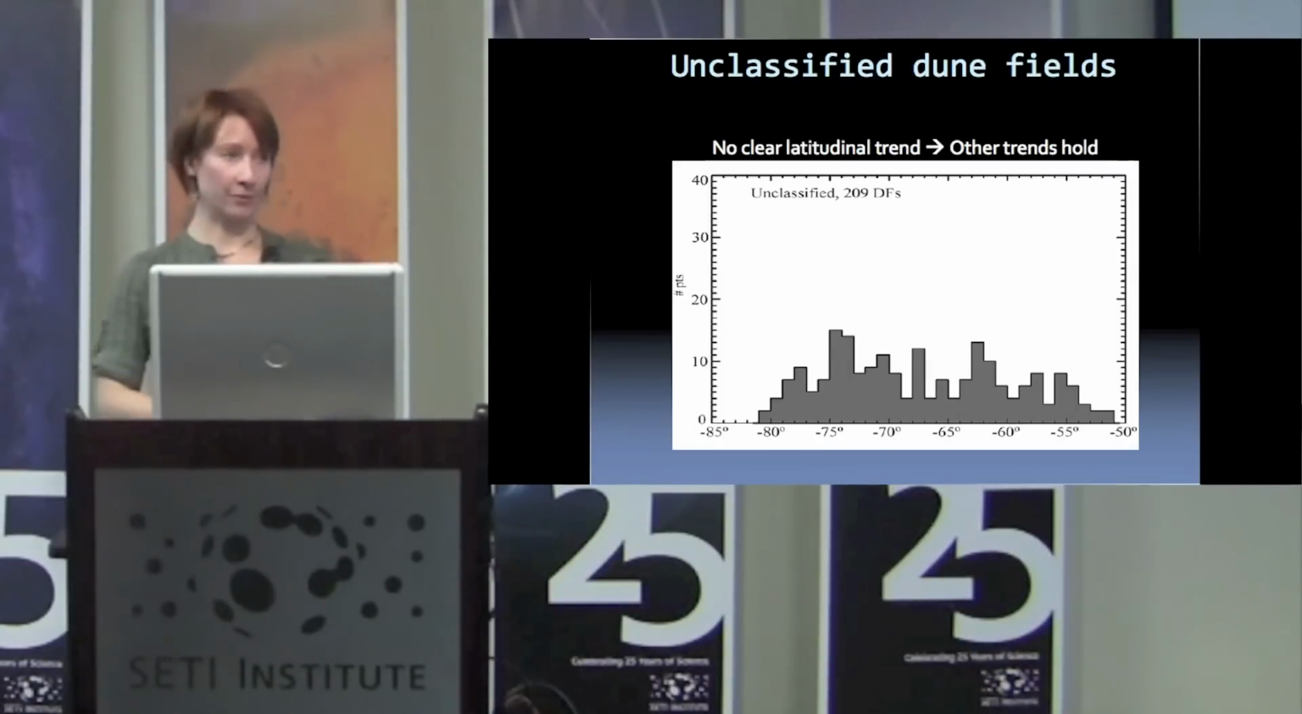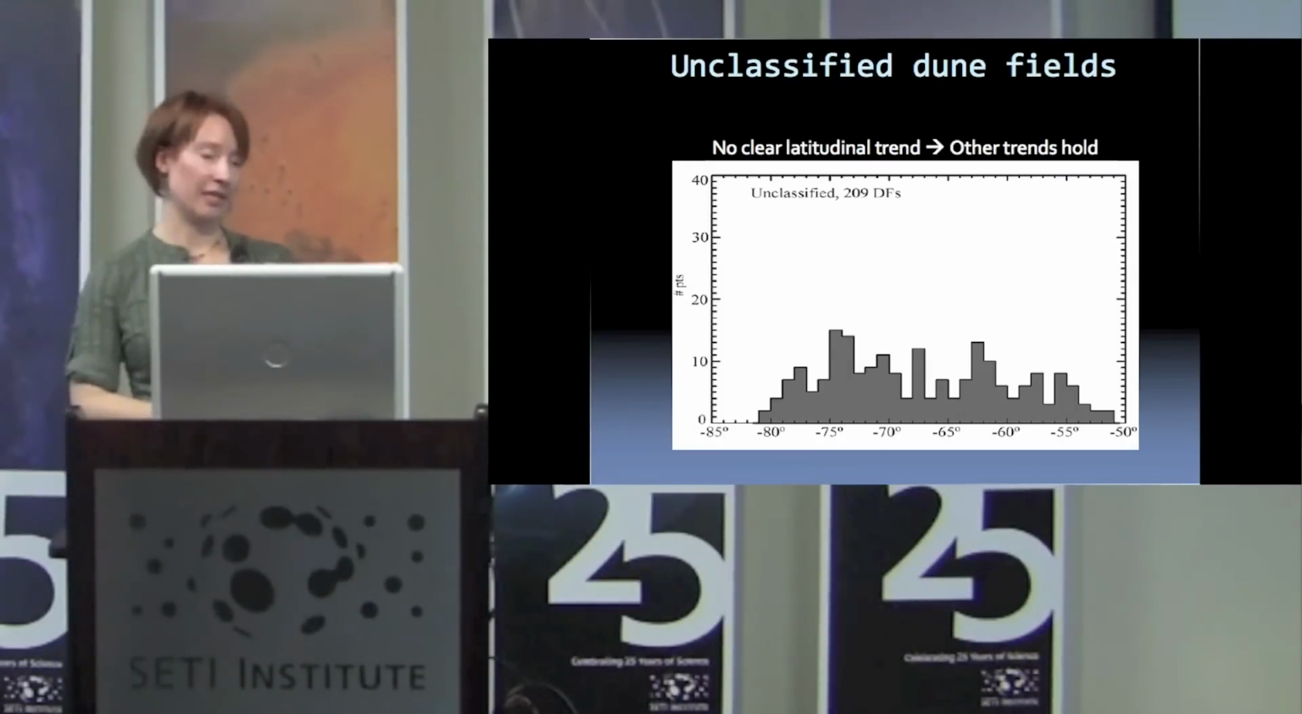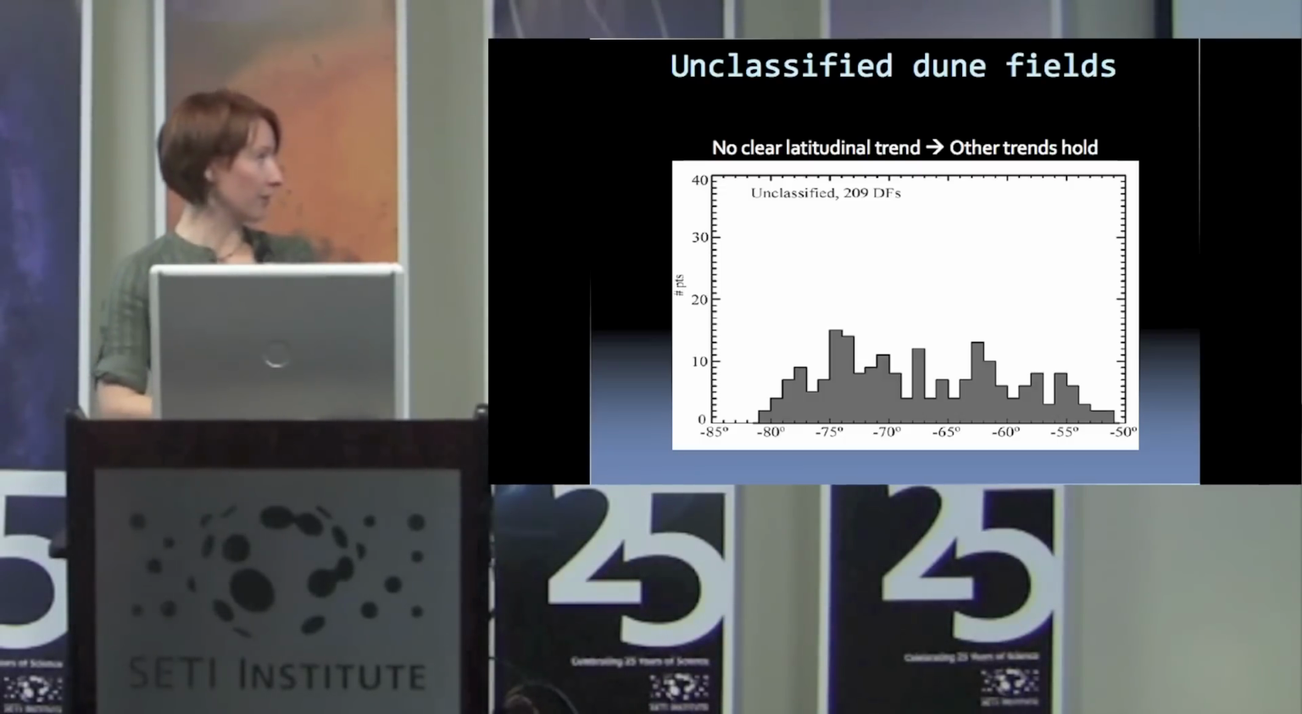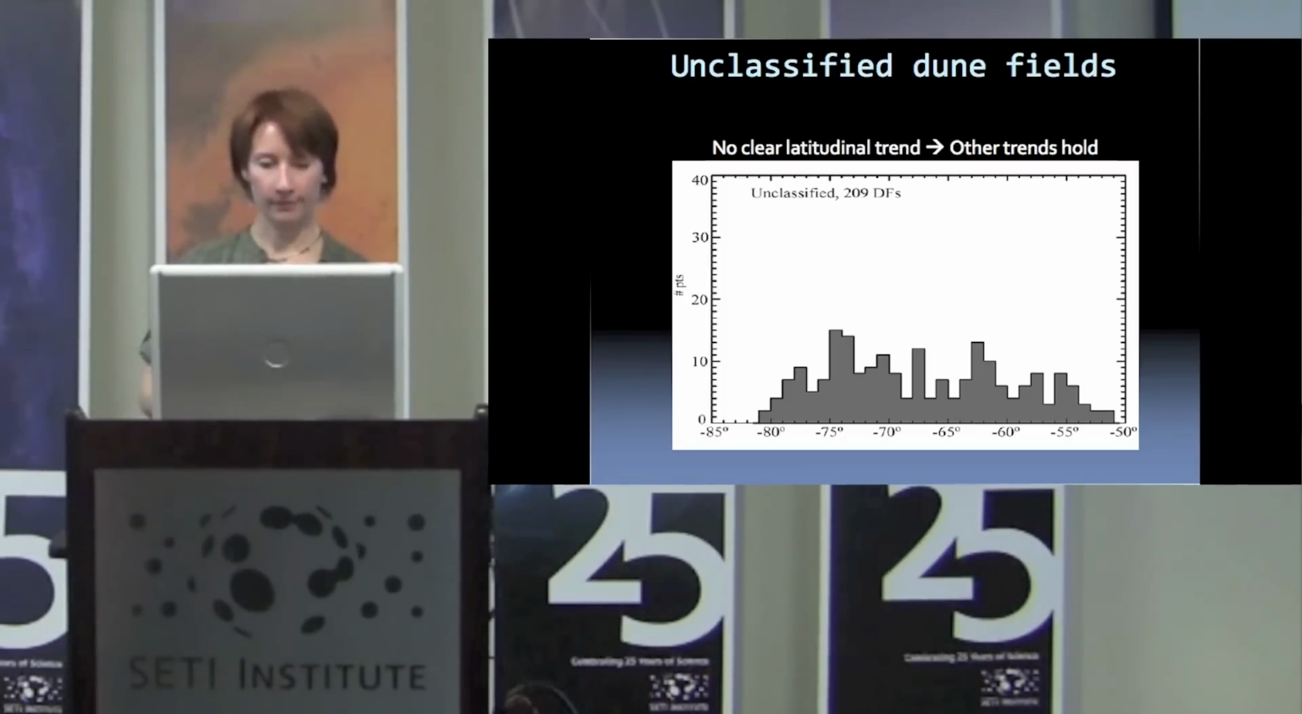And just to be fair, there were a lot of dune fields that either were not imaged or had bad images, or the dunes were so weird we didn't know how to classify them. And just to show you, there were a number of them, and they seem to be fairly consistent with latitudes, so I don't think this distribution would mess with any of the distributions I've showed you previously.